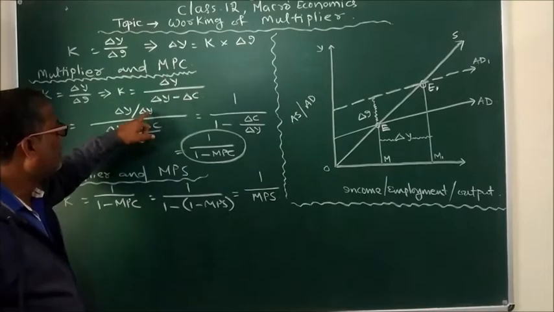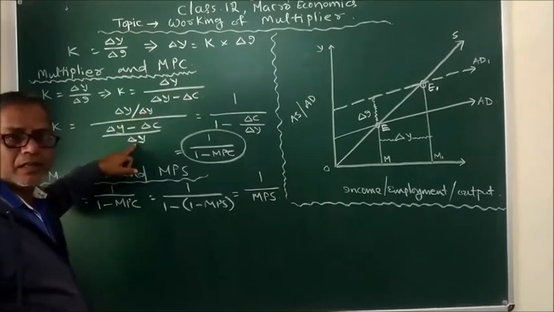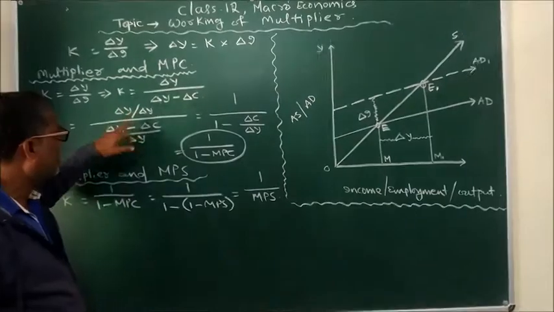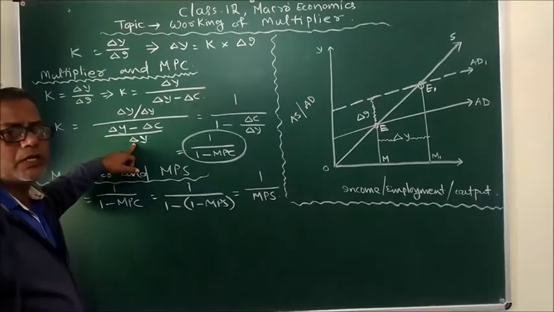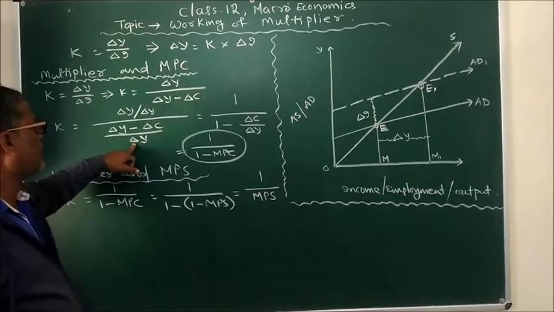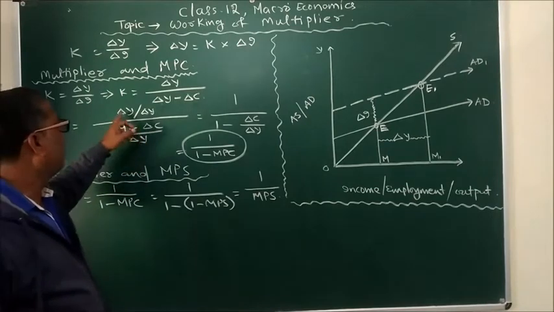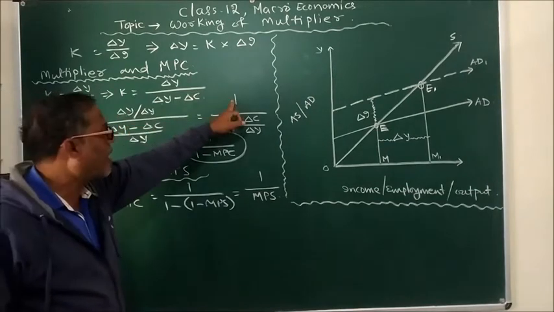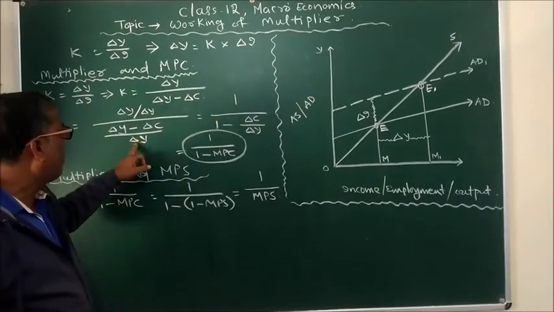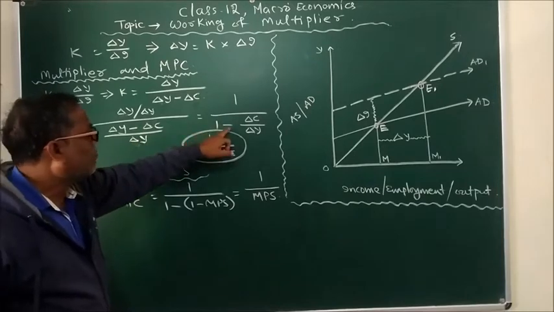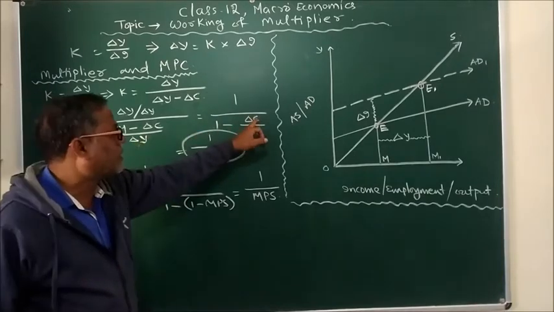Here you can see this del Y and this del Y. We are dividing both numerator and denominator by the same thing, hence the value would not change. And from this what we are getting is del Y upon del Y, that is 1 upon del Y upon del Y minus del C upon del Y. Del Y upon del Y is 1 minus del C upon del Y.